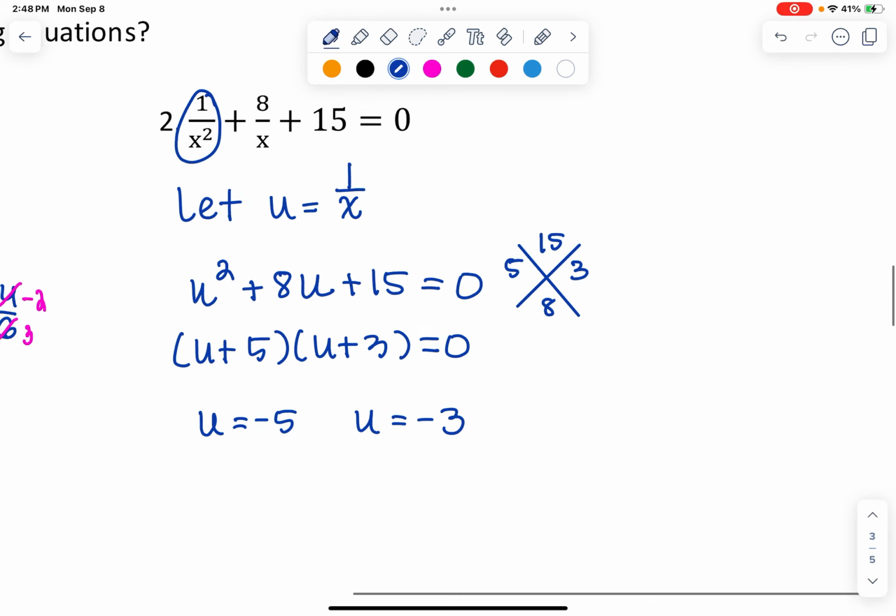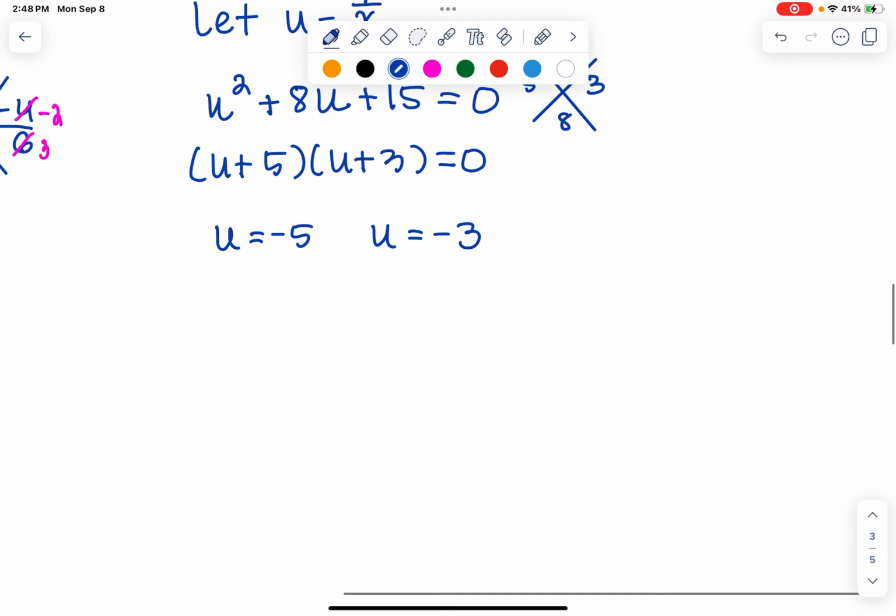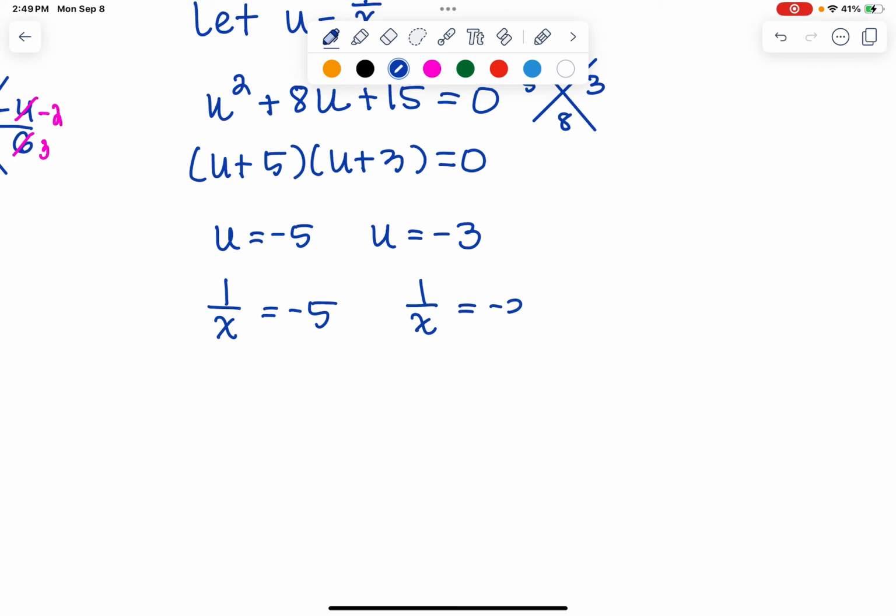Remember, those are not your answers, but now we can get our answers. 1 over x is equal to negative 5. 1 over x is equal to negative 3. You could solve this the exact same way. You could make this a proportion and cross multiply, okay? Or you can say multiply both sides by x. Multiply by x. Multiply by x.